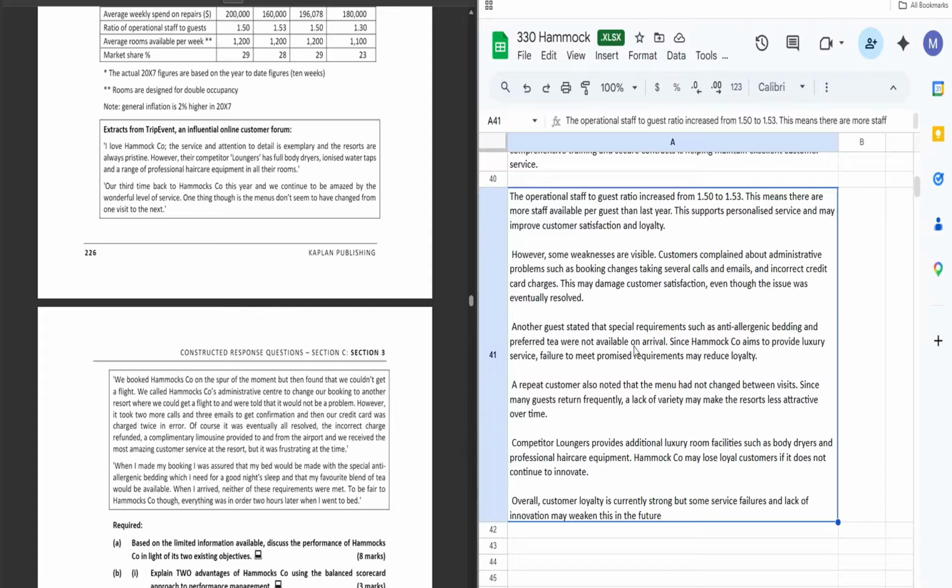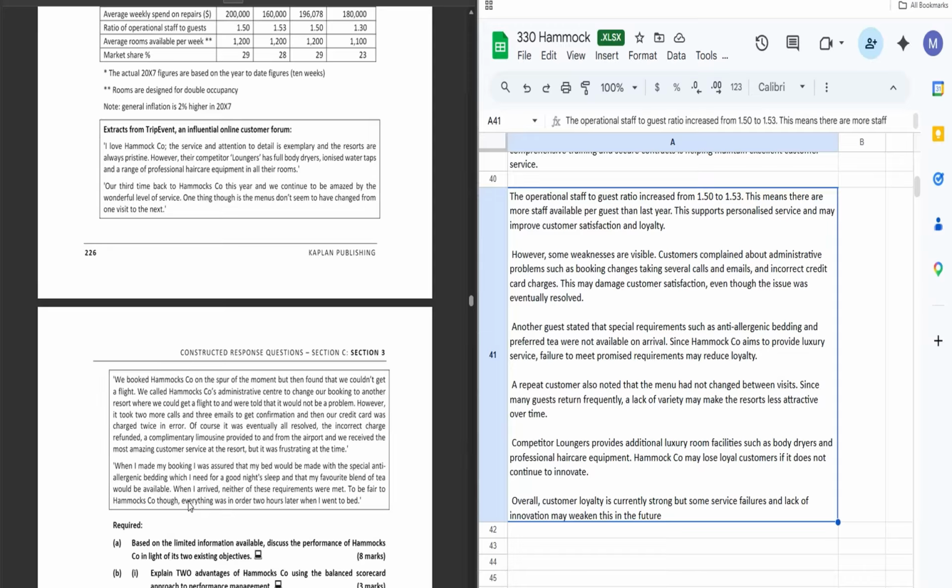And the next is another guest who also mentioned that special requirements such as anti-allergenic bedding and preferred tea were not available on arrival. Since Hammock company aims to provide luxury service, failure to meet promised requirements may reduce loyalty. Obviously, if they have an expectation, somehow they have mentioned it here. Just wait. "When I made my booking, I was assured that my bed would be made with this special anti-allergenic bedding, which I need for a good night's sleep, and that my favorite blend of tea would be available."